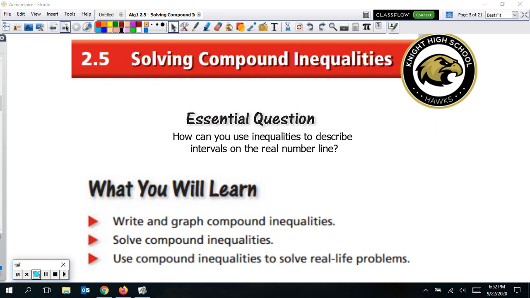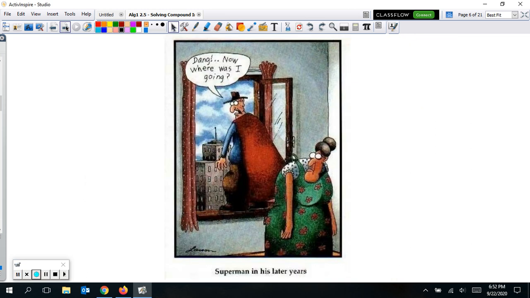All right, so let's go ahead and get into our lesson here, starting with a little joke, or a little cartoon of the day. This is a Grandpa Superman over there. It says Superman in his later years. Yeah, dang, where was I going? Far Side's always good for a laugh.